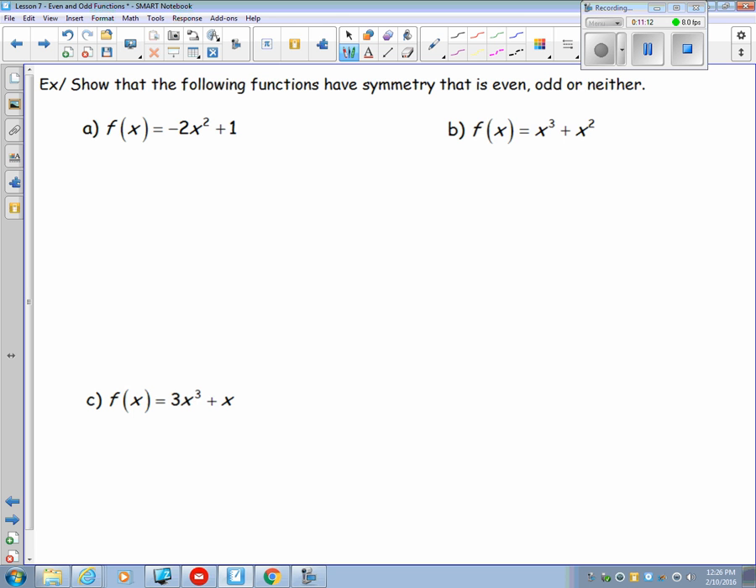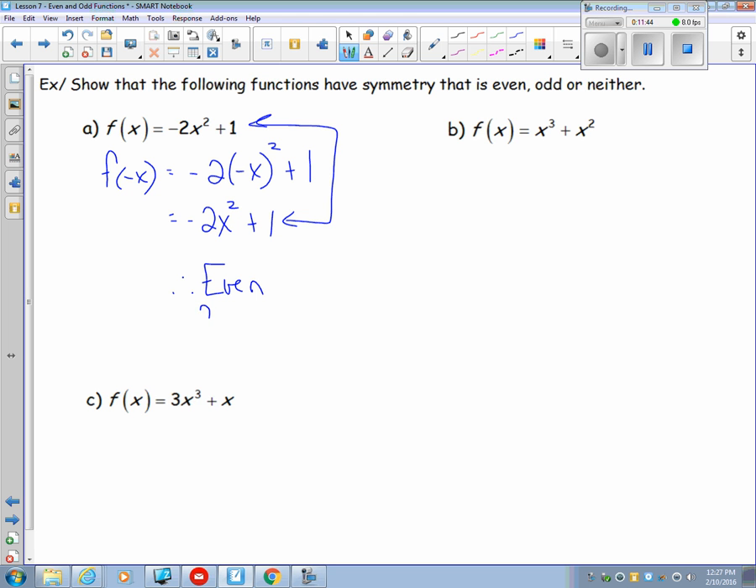Okay, I'm usually going to start with the even option. I'm already thinking, looking at this, oh, I've got an even exponent and another even exponent. It should be even, right? So I'm thinking that already, but I want to prove it. Okay, so I'm going to replace the x with my negative x. Negative x squared, that becomes a positive. Hey, look, my things are the same. I knew it was even. I've proven even. And if I have to give a reason, I'm going to say because f(x) equals f(negative x).